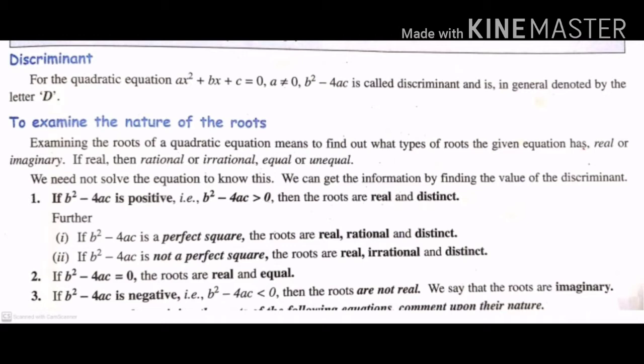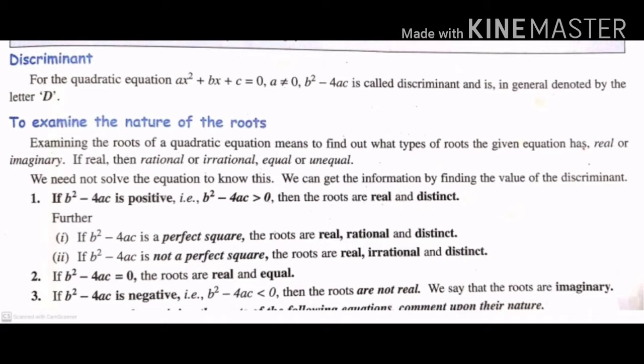For the quadratic equation ax² + bx + c = 0, b² − 4ac is called the discriminant and is generally denoted by the letter D. You know, students, that in the last exercise the b² − 4ac which we kept under the root, that I call the discriminant, and the value of b² − 4ac is known as D, capital D.